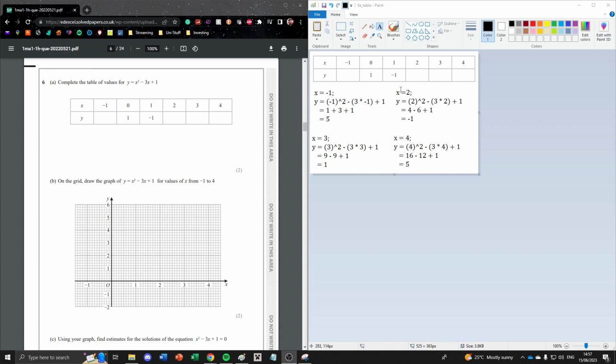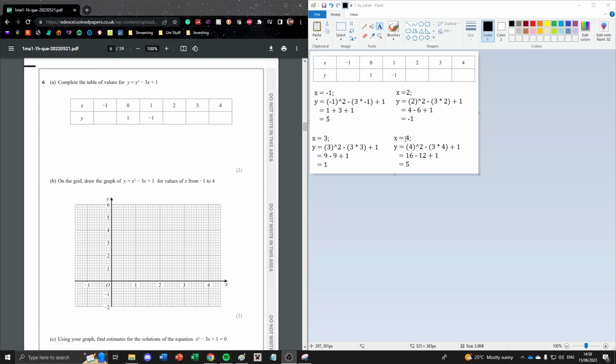Then for x equals 2, we do 2 squared minus 3 times 2 plus 1. 2 squared obviously makes 4. Minus 3 times 2 minus 6, and plus 1 remains the same to give us minus 1. For x equals 3, we have, of course, 3 squared minus 3 times 3 plus 1. Obviously, the 3 squared and the minus 3 times 3 make 9 and minus 9, which cancel out to make 0, and we're just left with the plus 1.